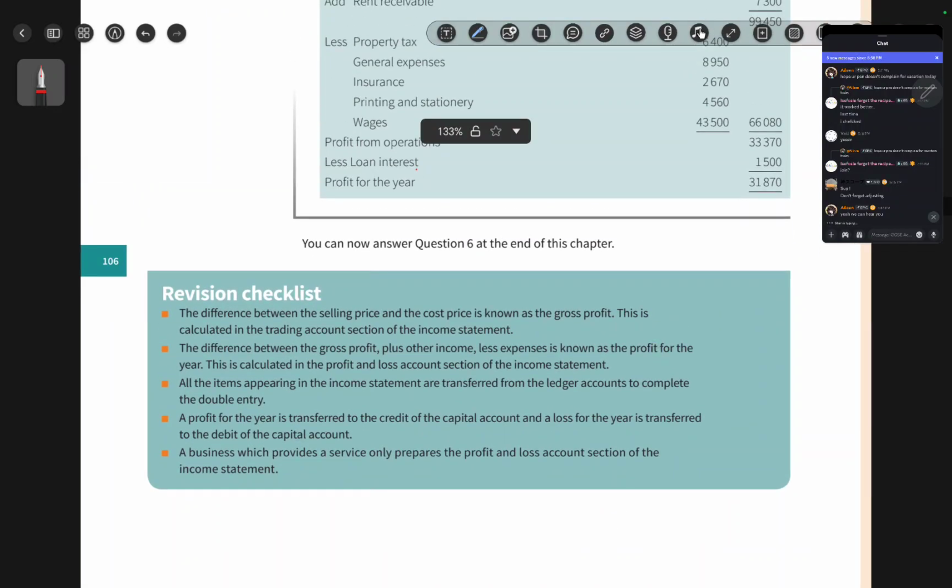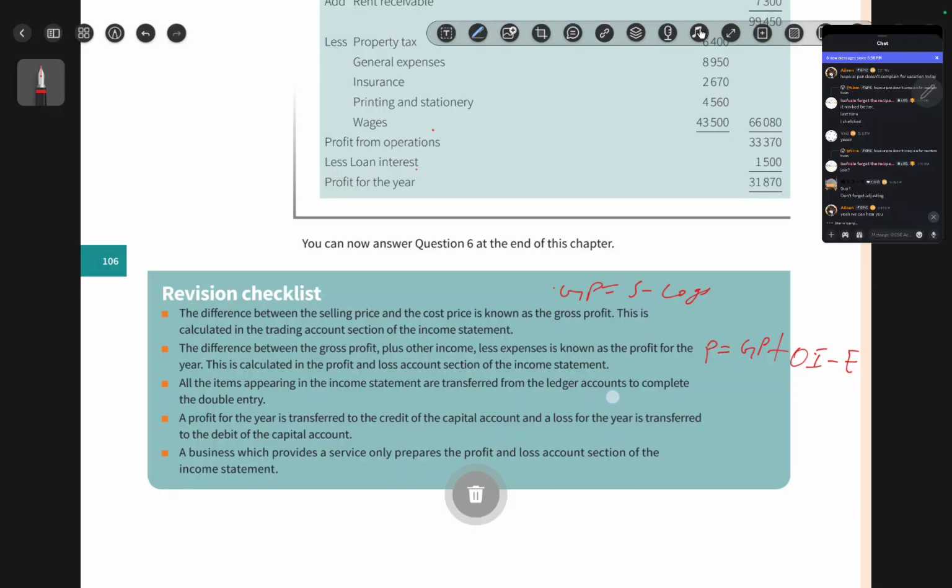Anyway, revision checklist. The difference between selling price and cost price is known as the gross profit. This is calculated in the trading account section of an income statement. So this is just the formula for calculating the gross profit: gross profit equals sales minus cost of goods sold. All right, the difference between gross profit plus other income less expenses is known as the profit for the year. This is calculated in the profit and loss account section of the income statement. So you just write: profit for the year is gross profit plus other income minus expenses.